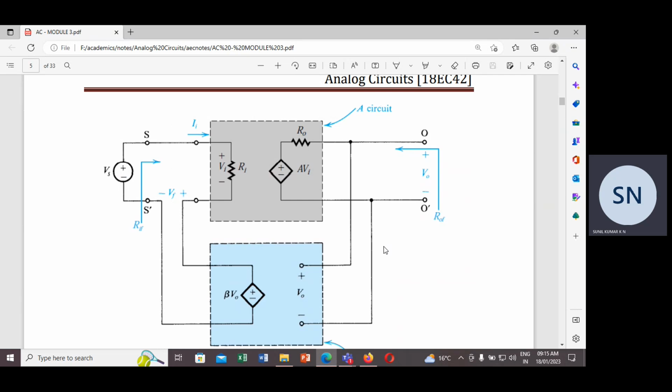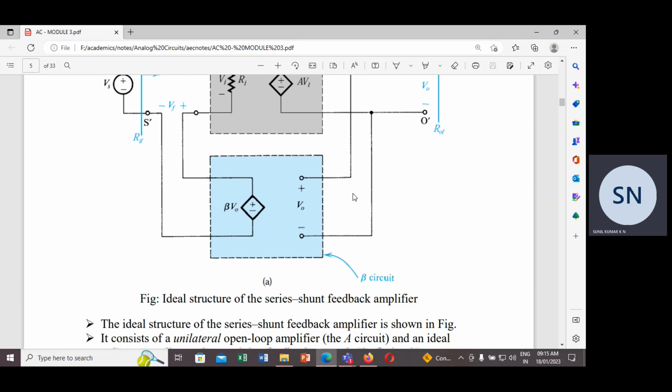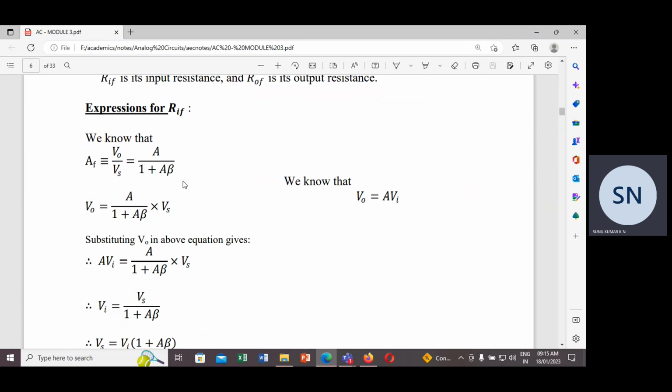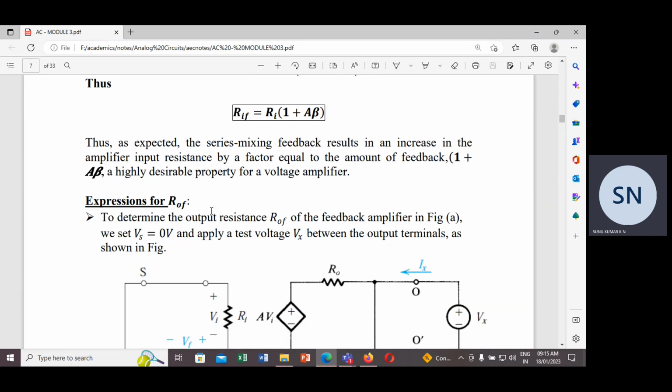That means the output resistance with feedback is reduced compared to that without feedback. Without feedback, R0 is the output resistance. When you employ the feedback circuit, the output resistance is called R0F, and it is reduced by a factor of 1 plus A beta. So that is for the series shunt feedback amplifier. We started from the gain expression, and then derived the input resistance with feedback and output resistance with feedback.